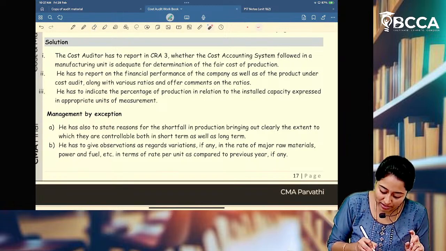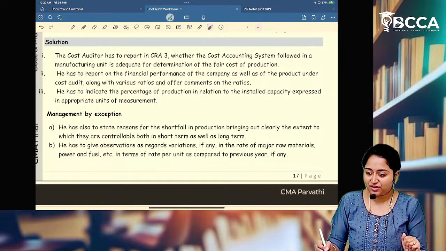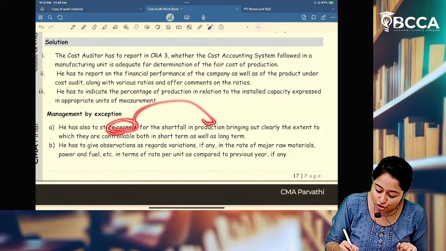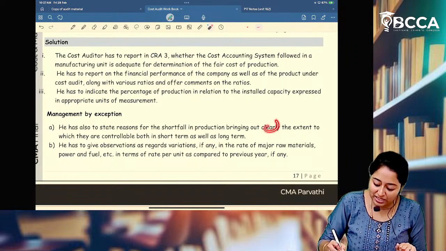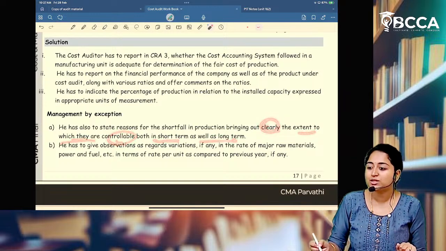So after doing the cost records and cost statements verification, he will state his reasons for the shortfall in the production, bringing out clearly the extent to which they are controllable, both in the short term as well as the long term.